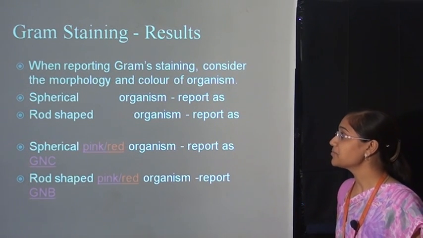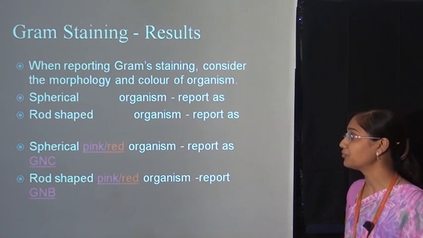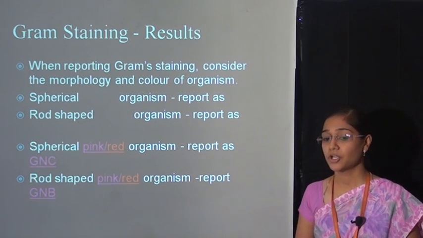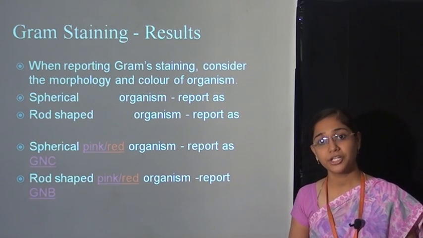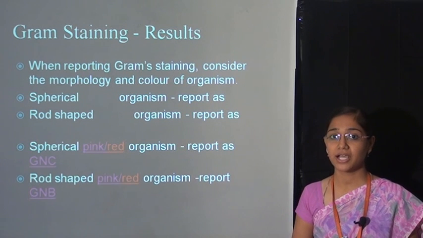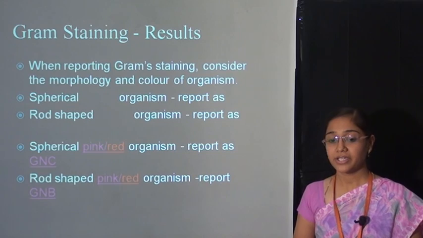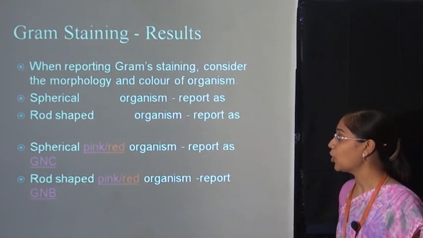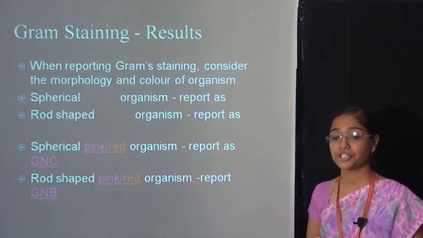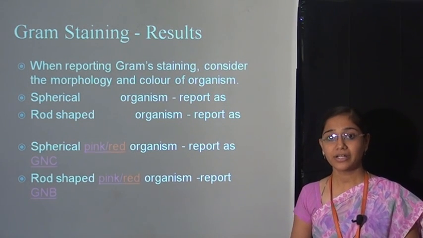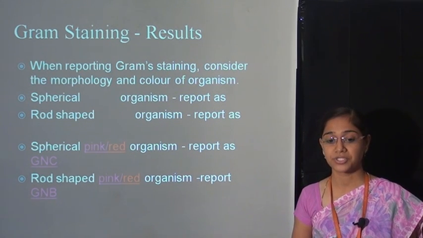See the Gram staining result. When Gram staining, consider the morphology and color of organisms. What is the result of the Gram staining? First, we can identify the morphology, as well as know the structure of the cell wall. We can identify two types, rod-shaped and spherical microorganisms.